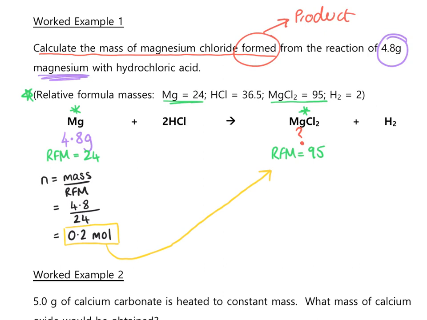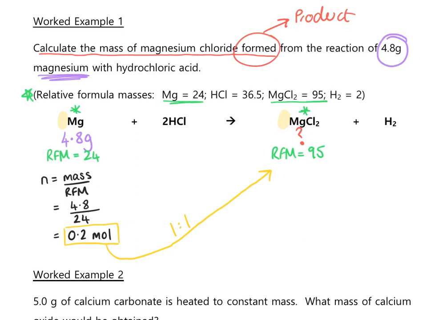Now you'll notice in front of my magnesium, there's no balancing number. And that essentially means 1 mole of magnesium. In front of my magnesium chloride, again, there's no balancing number. And again, that means that essentially it's giving me a ratio of 1 mole of magnesium chloride. So my ratio here is 1 to 1. And essentially what that means is that 1 mole of magnesium will give me 1 mole of magnesium chloride. So for every 1 mole of magnesium, I'm going to get 1 mole of magnesium chloride. Essentially, it's the same number of moles.